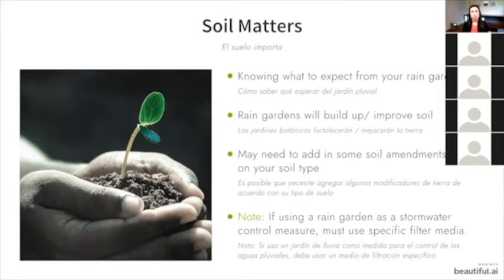you don't have to use a special media, but you do need to know what kind of soil you have, because it helps you know what to expect from your rain garden. You need to know what type of infiltration you're getting at your site. Rain gardens will build up and improve your soil, but before you install your rain garden, you may need to add in some type of soil amendments based on your soil type. And so at the very end, I do have some resources on how to do your infiltration test, and how you know what soil amendments to use, in case you have any of those types of questions.